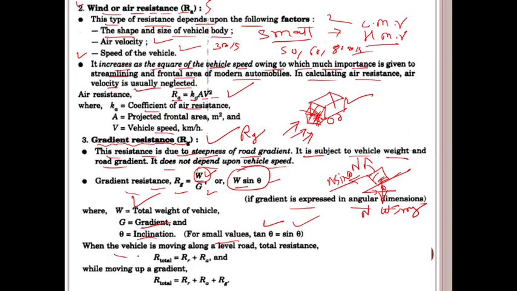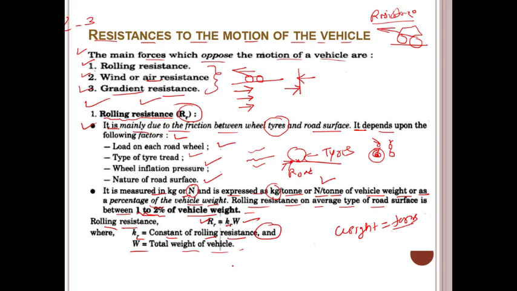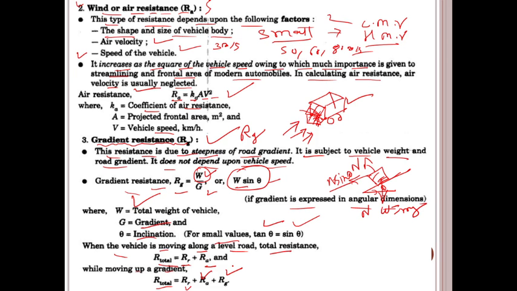When the vehicle moves along a level road, the total resistance is R_R plus R_A. R_R is the rolling resistance, and R_A is the wind or air resistance. While moving up the gradient, the total resistance is R_R, R_A and R_G. So the resistances we have to discuss here are rolling resistance plus wind or air resistance, and another is the gradient resistance. The total resistance opposing the vehicle is R_R plus R_A plus R_G, guys.